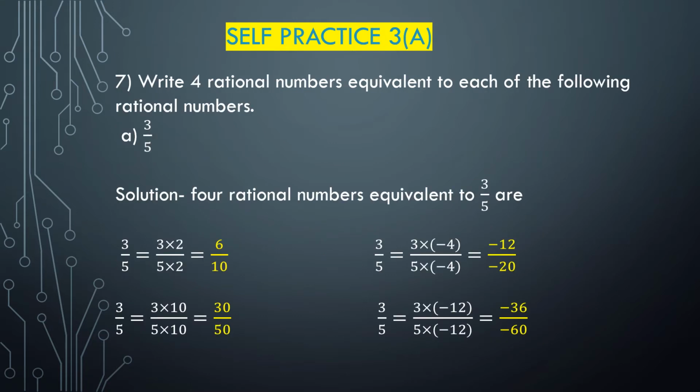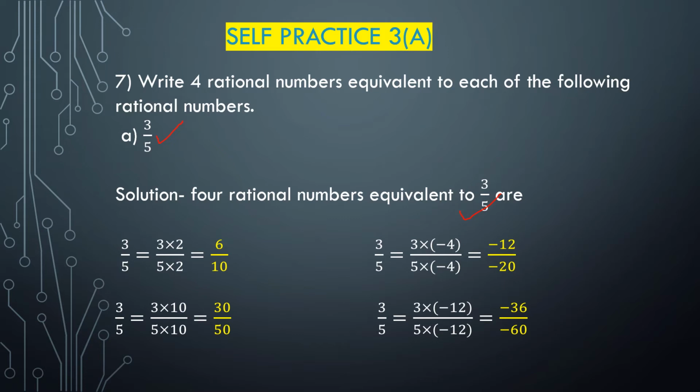Now we solve question number 7. Question number 7 is write 4 rational numbers equivalent to each of the following rational numbers. First bit is 3 divided by 5. We know that when we multiply the same number with both numerator and denominator, the rational number that we get is equivalent to the given rational number. So we have to find the 4 rational numbers equivalent to 3 divided by 5.